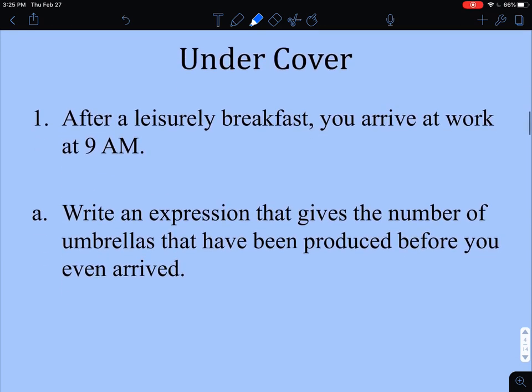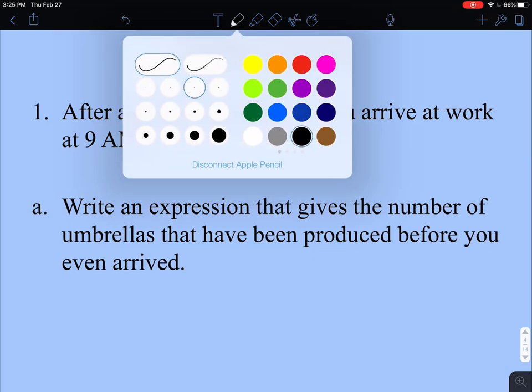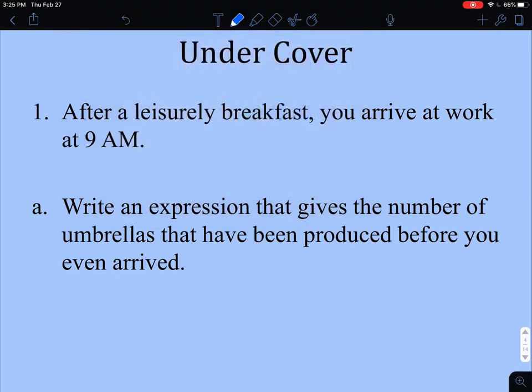So let's write an expression that gives the number of umbrellas. Well, I know that the integral is the sum of the rectangular approximation method rectangles. So I'm going to write an integral. My lower limit is when the factory opened, so at 0. My upper limit is when I arrived at work, so at 3.